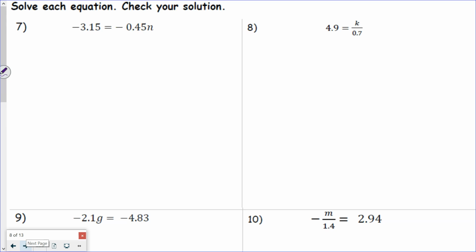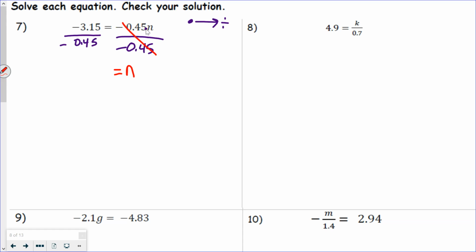All right, so -3.15 equals -45/100 times n. So that's a multiplication between those two. Remember, multiplication, we go to division. So I'm going to divide by -45/100 on both sides, so that these cancel. I'm just left with my n.